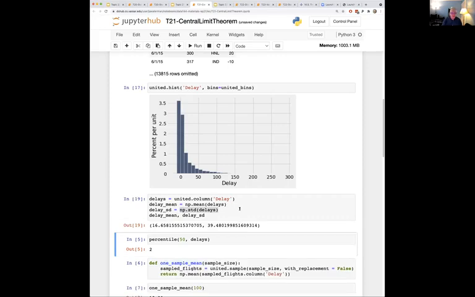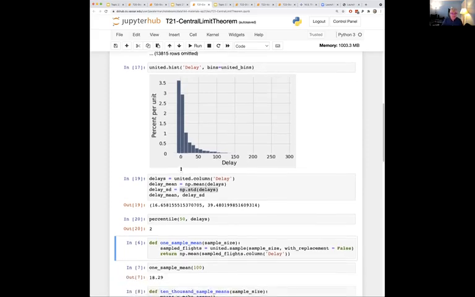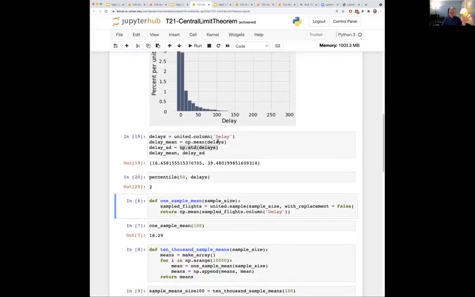Because if we look at the 50th percentile, the median, we saw that half of the flights had a delay of less than 2 minutes, which is good news for people who fly a lot from there. Okay, so that's just a review of our data.